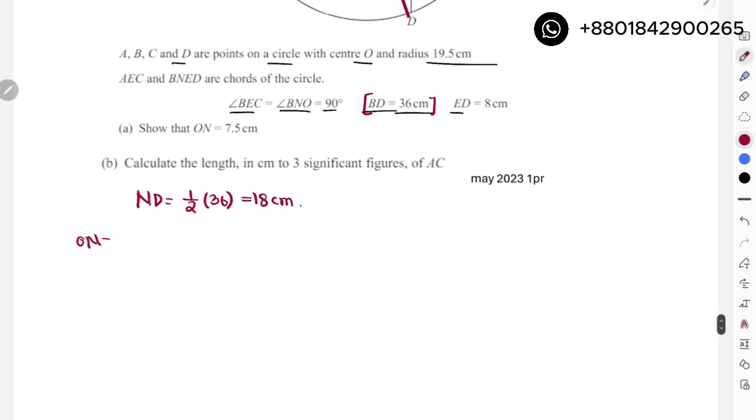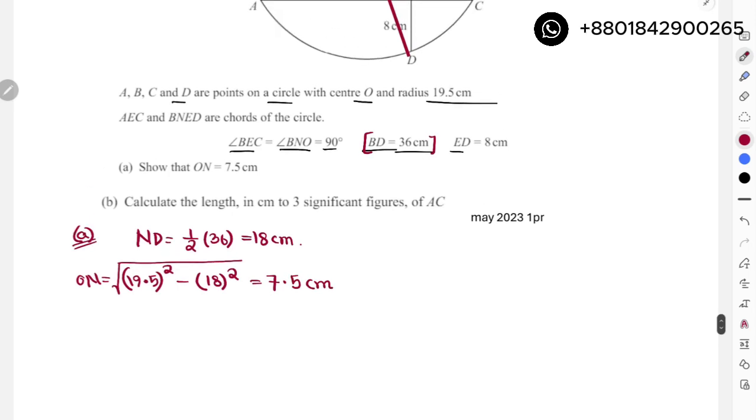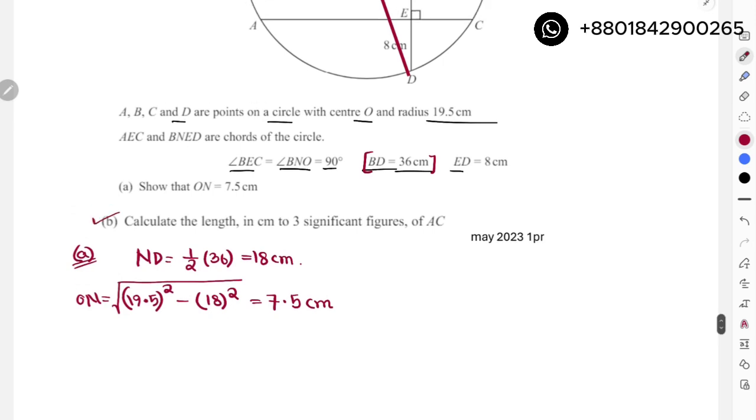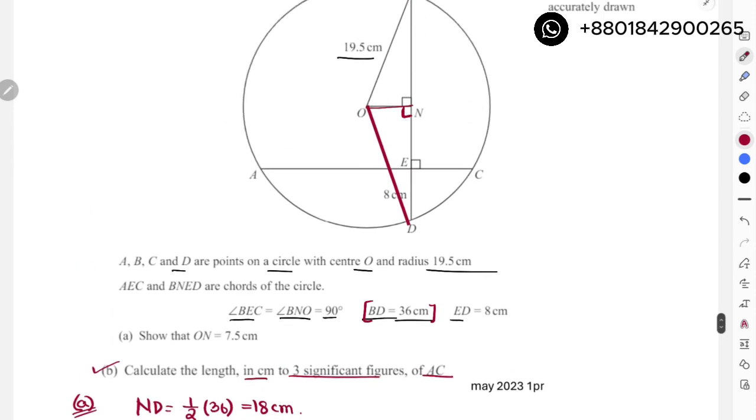So ON is going to be that 19.5 whole square minus your ND is going to be 18 square and everything under the root, and that gives your value as 19.5 square minus 18 square, which is going to give you the value as 7.5 centimeter, right? So this is the value for your A. And if the value for A is 7.5, then try to calculate the value for your B. The value for B is going to be in centimeter to 3 significant figures for AC, right?